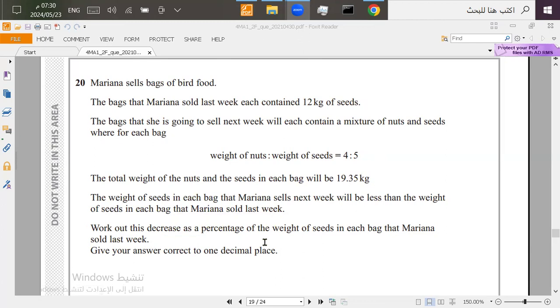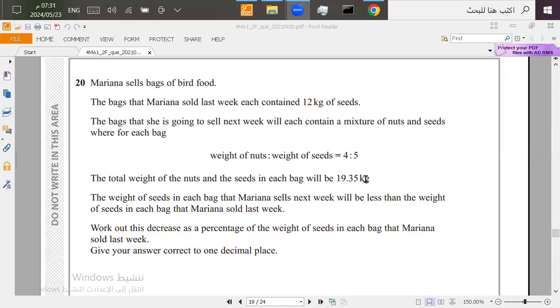Work out this decrease as a percentage of the weight of seeds in each bag that Mariana sold last week. Give your answer correct to one decimal place. So they want us to find out the percentage decrease between the weight of seeds last week and the weight of seeds next week. First, we know that the weight of seeds last week is 12 kilograms. Now let's work out the weight of seeds next week, okay?